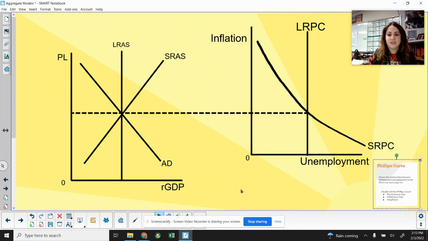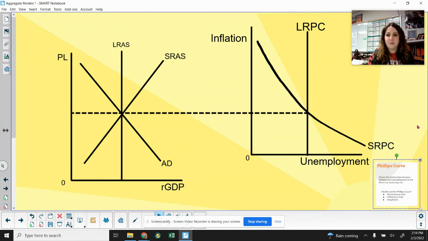Okay, so what I want you to do in your notes is draw an aggregate supply and demand graph, like you see over here, but also a Phillips curve graph. And this is what a Phillips curve graph looks like. Inflation is on the y-axis and unemployment is on the x-axis. Here's the long run Phillips curve. It is completely vertical. And the short run Phillips curve is downward sloping, but it has a little bit of a curve to it, like this.